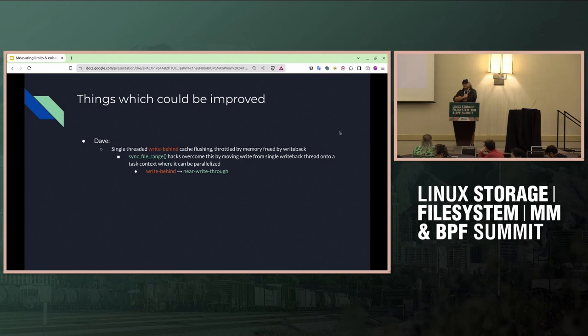XFS gets stuck at about 50,000 files a second. So we're maybe doing 200 megabytes a second in that case on a block device that can easily do 7 to 8 gigabytes a second. And the limitation there is the single write-back thread doing all of the allocation, and we can only do about 50,000 allocations a second through that single CPU.